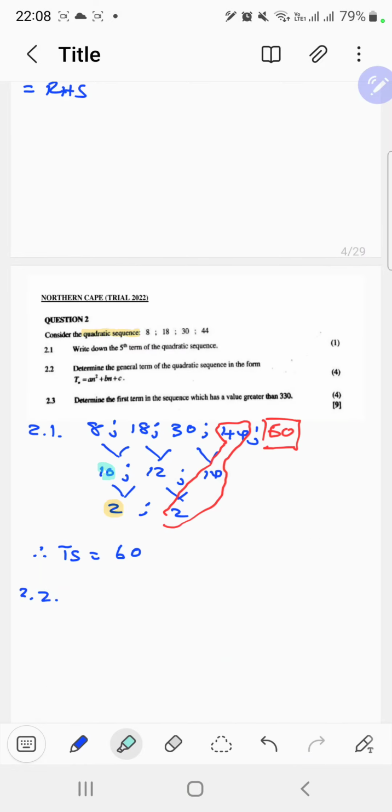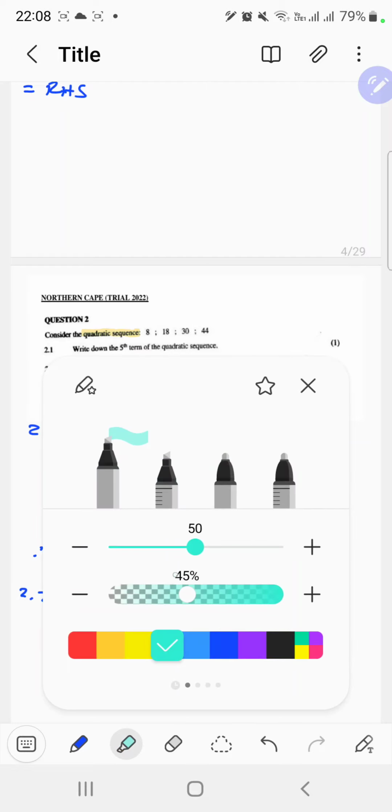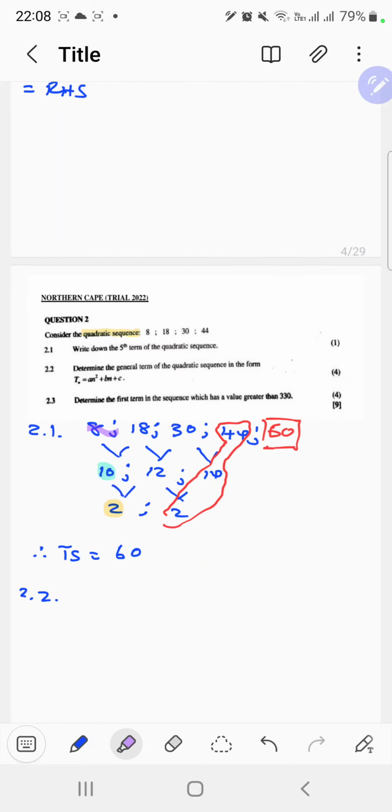These are your friends when you're solving this quadratic thing. So it's grade 11 stuff, nothing major. So you focus on those and then you work your magic. So you say that 2a is equal to 2 because that is the second difference. So therefore our a is 1.